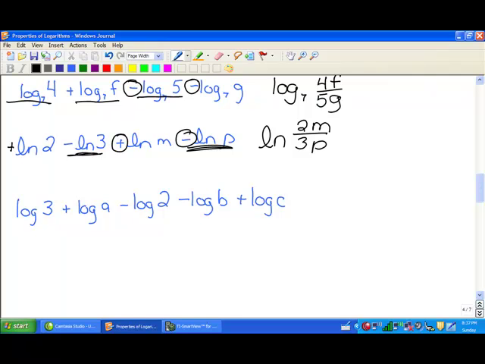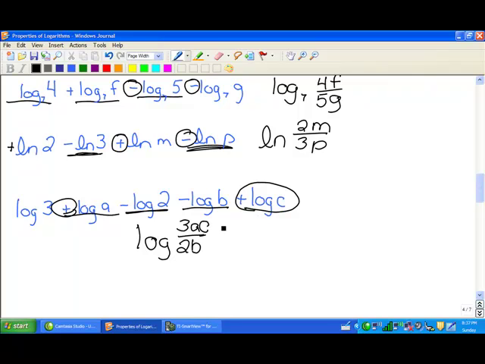One more example before we move on. If we have the log of 3 plus the log of a minus the log of 2 minus the log of b plus the log of c, and we're condensing back to a single logarithm. Again, the 3 is on the top of the fraction. The a, because of the positive in front of the log, would have to be on the top of the fraction. The 2, because of the negative, is going to go to the denominator of the fraction. The b, because of the negative in front of the log, is going to go on the denominator of the fraction. And then the c would have to go back to the top because its log is positive.